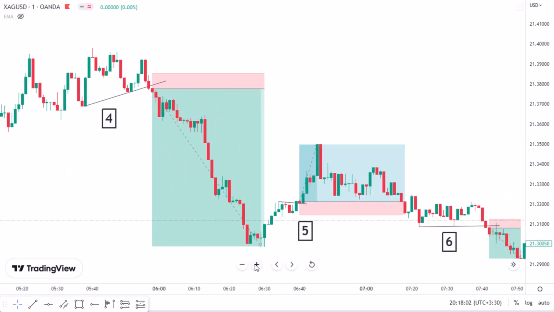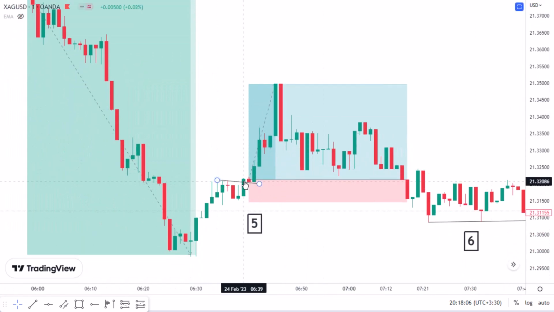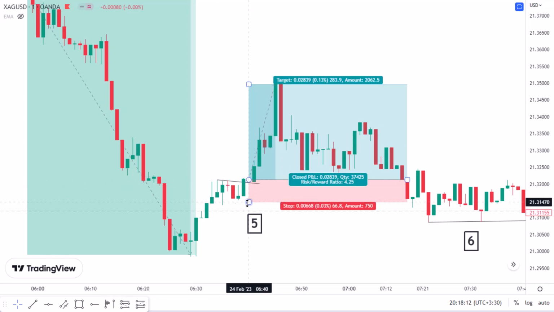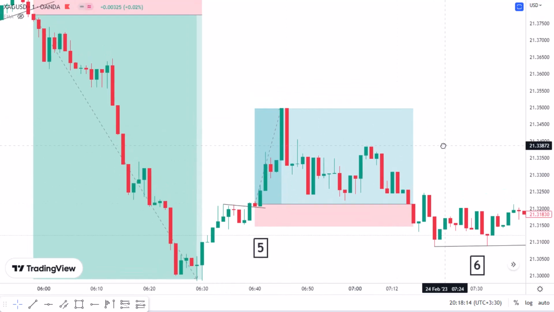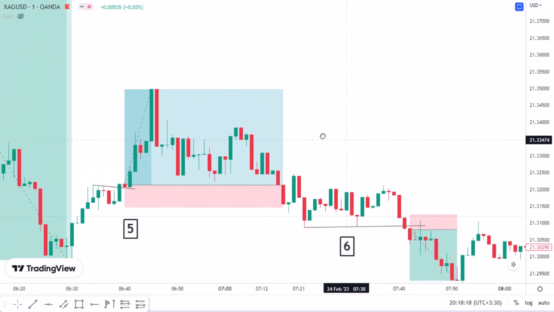Moving to the next position, we have this small trend line here with 2 touches. On the third time it breaks it, we enter the position, put our stop loss somewhere safe, look for RR2, which gives us something around 4.